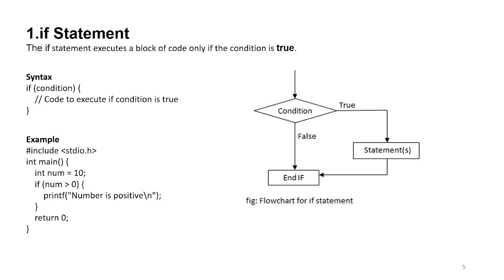So the if statement. I have written a simple definition: the if statement executes a block of code only if the condition is true. Before going to the syntax part, let's discuss this flowchart, what it is actually representing.